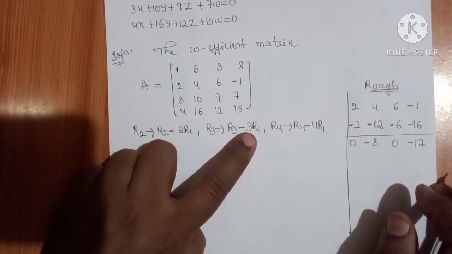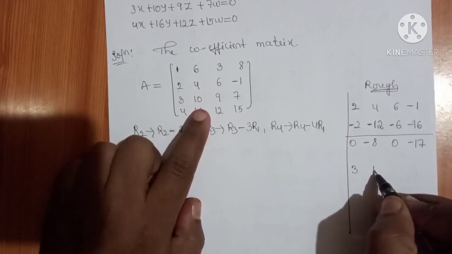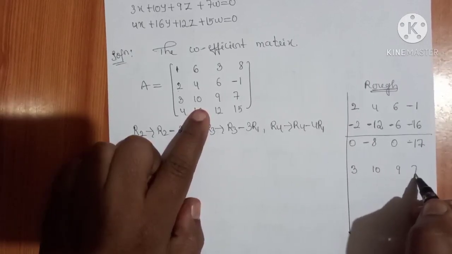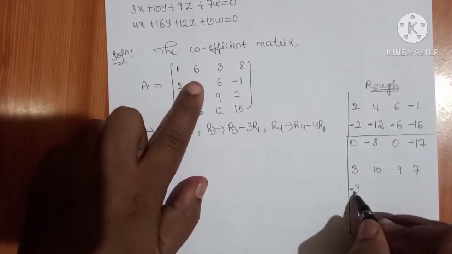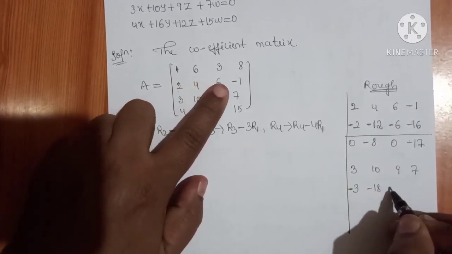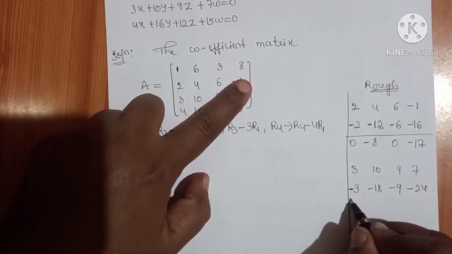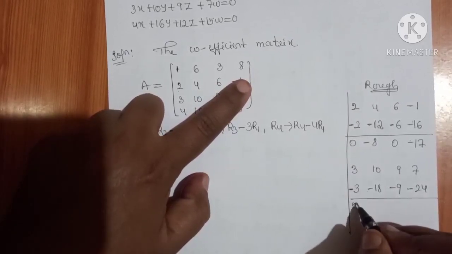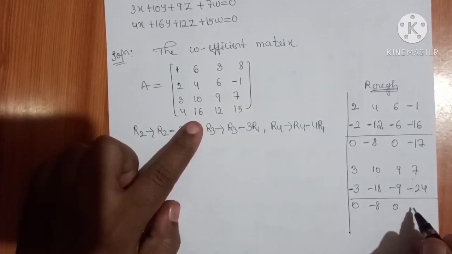Similarly R3 minus 3 into R1. R3 elements are 3, 10, 9, 7. So minus 3 into R1 equals minus 3, minus 18, minus 9, minus 24. Simplifying, we get 0, minus 8, 0, minus 17.